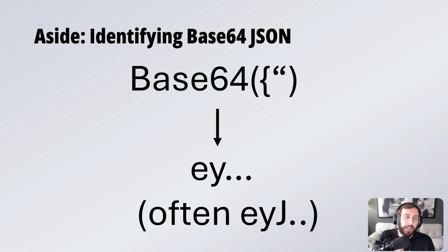As far as identifying base64 encoded JSON, this pattern will become very familiar to you as a security tester. When you base64 encode an opening curly brace and double quotes, your string is going to begin with the letters lowercase ey, and oftentimes you'll see ey and then a j, because a lot of characters will result in that specific pattern. So that's a pretty dead giveaway that you have some base64 encoded JSON.